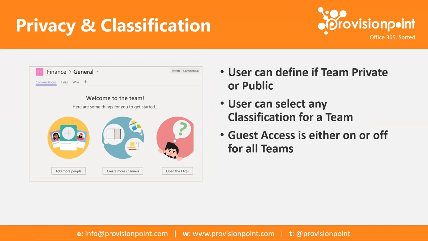There's no controls around how I set things like classifications, or whether I can set a certain type of team for a certain type of use as private and public. And the same applies to guest access. Guest access is either on for all of your teams or off for all of your teams at the tenant level. Once they're on, I could go and create a top secret team and start inviting external people into that. And there's no easy way of managing that.